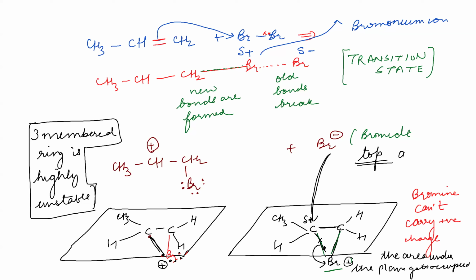Why can it not attack from the bottom? Because that space is already occupied, and there is no space to attack from the other side, from the bottom side. So what kind of attacks take place? If I show it that way, we will have this structure, with CH3, C, H, and H, and one bromine attacking from the bottom, another bromine attacking from the top.